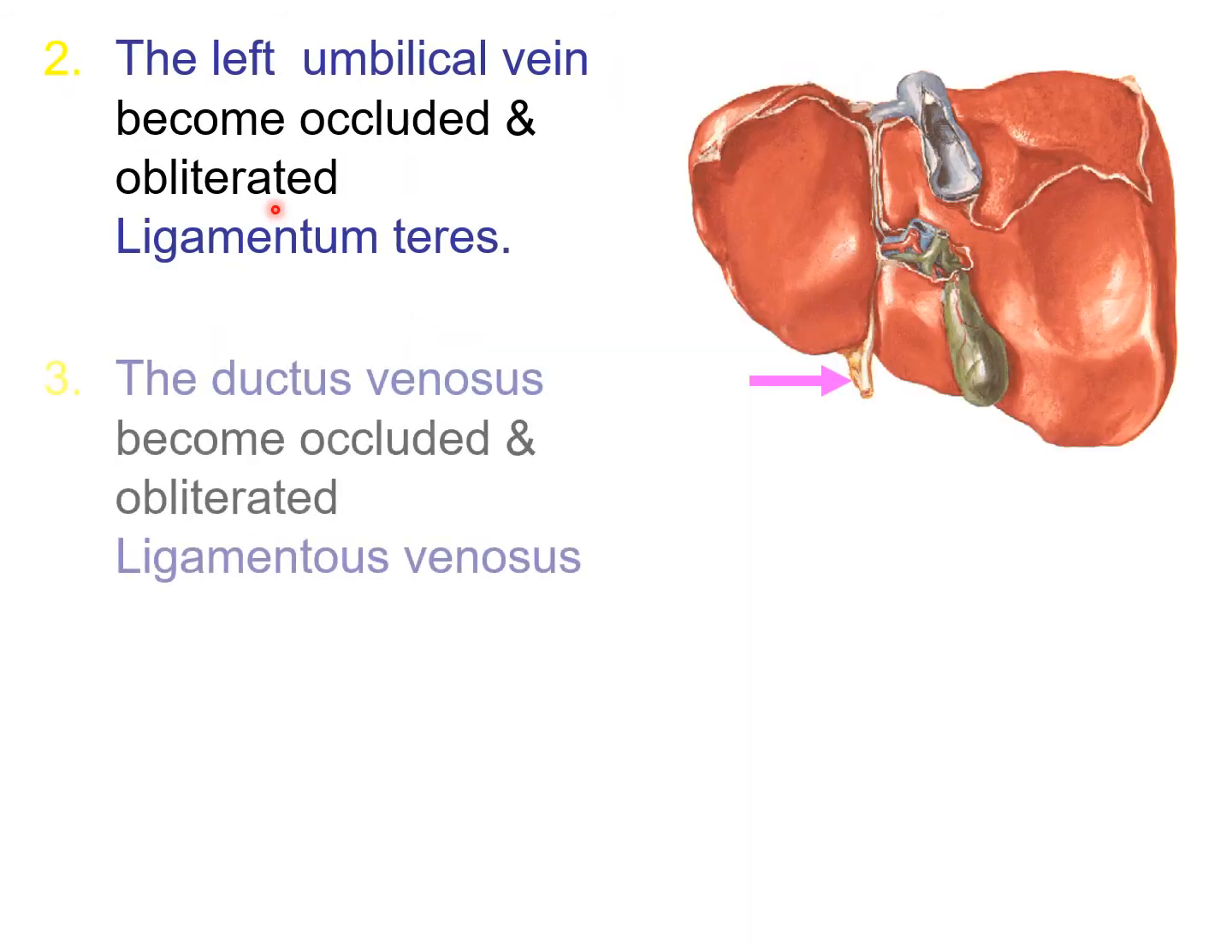The other changes which occur: the left umbilical vein, which is the actual umbilical vein, becomes occluded and obliterated, as the sphincter of the ductus venosus constricts. It is also occluded and obliterated. So all the blood now passes through the liver.